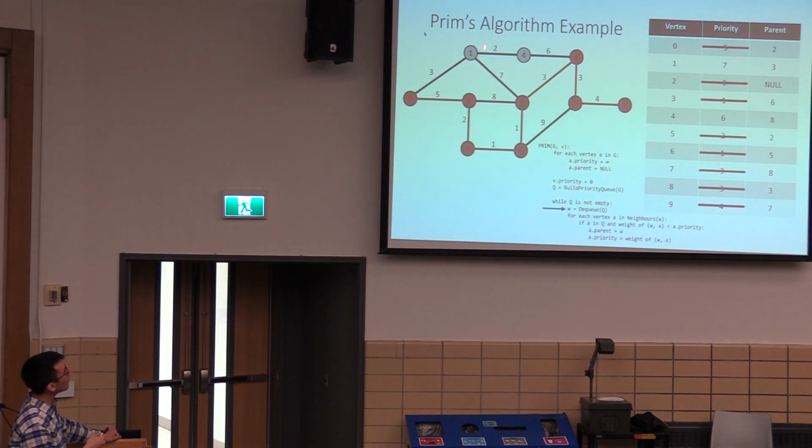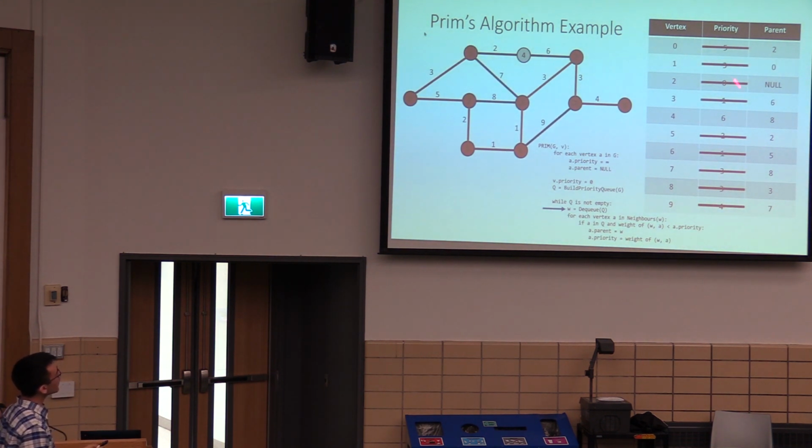I look at its neighbor 1. I have to update 1 because it has a weight of 3, which is smaller than this previously discovered weight of 7. So I update that to 3. 1's parent now becomes a 0.